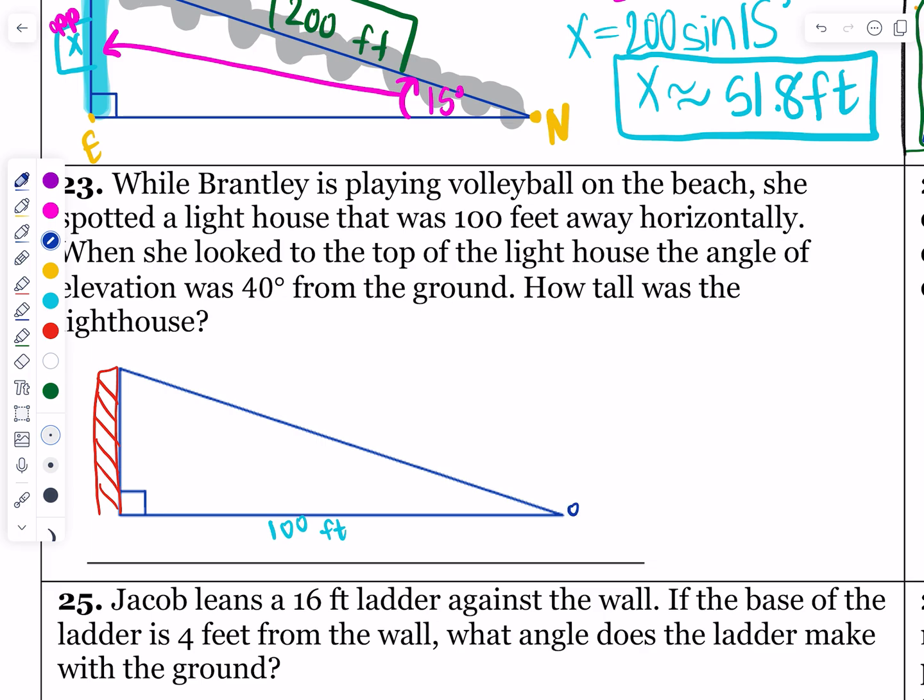Now it does say the angle of elevation was 40 feet from the ground, so we don't actually have to take into account her height here. So she's actually standing on the ground, so there's her feet. The angle of elevation from the ground, it says, is 40 degrees. So when she looks at the top of the lighthouse, the angle of elevation is 40 degrees. The reason I don't have to add in her height is it says from the ground. Okay. We want to know how tall is the lighthouse, so we're looking for this piece right here, which is going to be x.